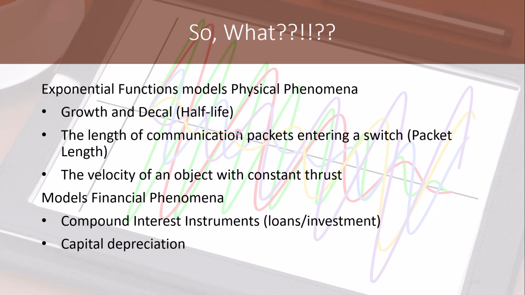It turns out that if you ever took a course in network analysis or queuing theory, the length of the communication packages entering a switch, or the amount of time it takes for a switch to actually send that packet out, tends to follow an exponential distribution. And also, the velocity of an object under constant thrust or constant acceleration, not in a vacuum but in an environment where air resistance is considered, always follows an exponential function.